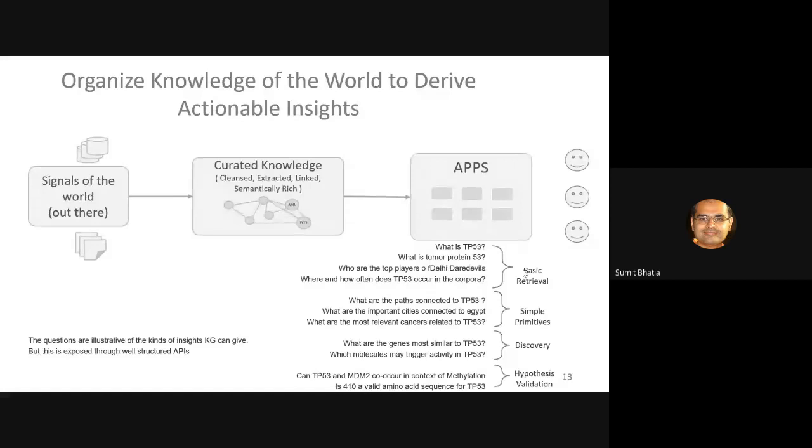So for example, a medical company can consider an app to answer medical questions. A sporting company could create an app to answer sports related questions. I have some examples on the slide here. You could have questions like, what is tumor protein 53? This is a very simple retrieval based question. You get the question, get the answer. Who are the top players of Delhi Daredevils? So these are some basic simple questions. But the more interesting applications would be, what are the genes most similar to the TP53 gene?